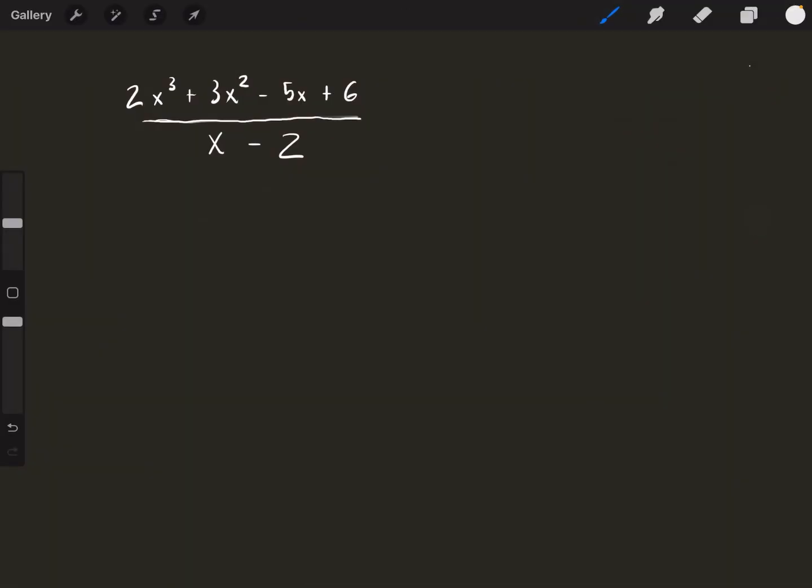Okay, today we will be looking at synthetic division. This is normally how a synthetic division problem would be set up as a fraction. And the first step, when you see this, would be to draw an L.